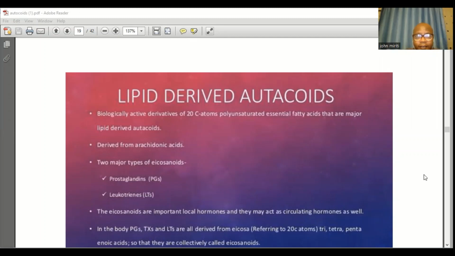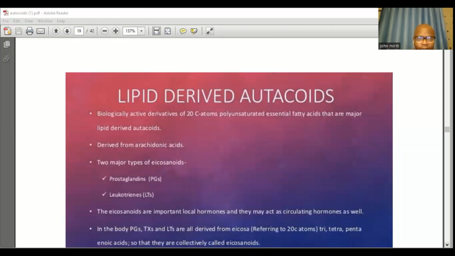Now, today we are going to talk about another class of autacoid drugs, the lipid derivative types of autacoids. Specifically, today's lecture is going to focus on prostaglandins, and the next lecture will focus on leukotrienes as another type of lipid derivative autacoids. Before we discuss prostaglandins, let us briefly talk about lipid derivative types of autacoids.